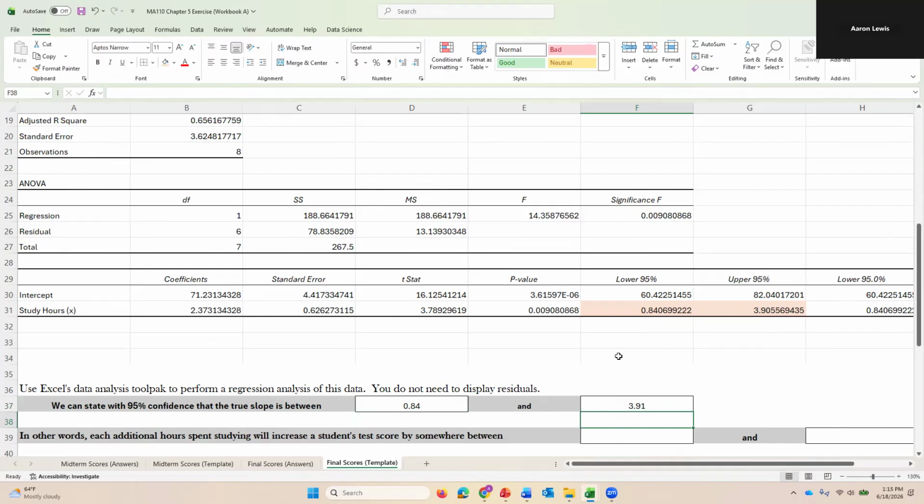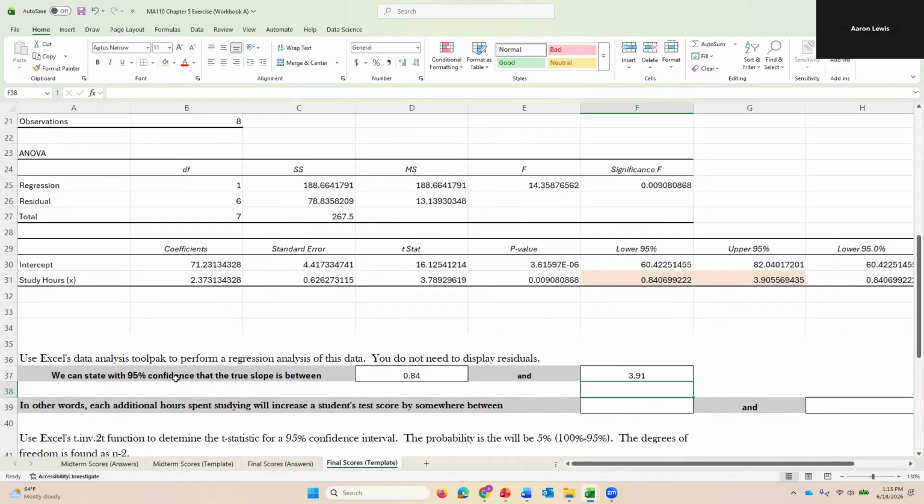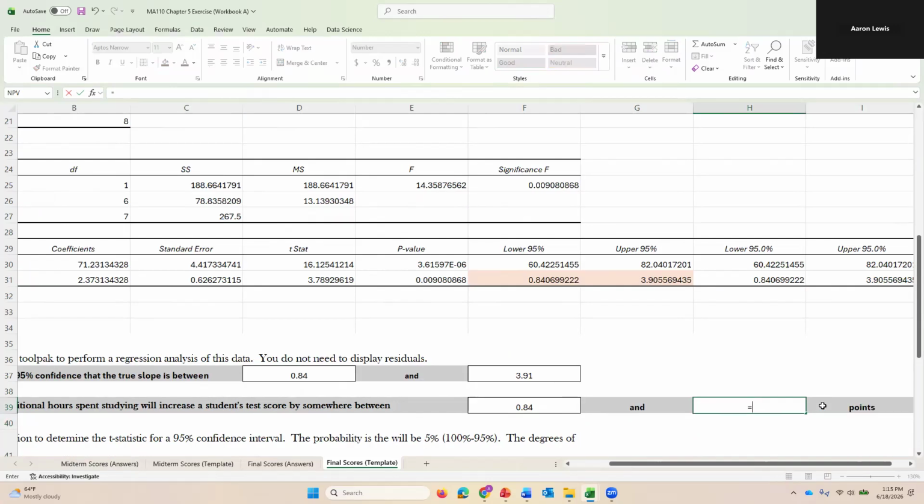So if somebody said, does studying increase your performance on a test? You can pretty definitively, in this case, say yes, because even at the lowest end of this, we still have a positive slope, which means Y is going up as X is going up. So interpreting slope, you can say with 95% confidence, the true slope is between such and such. It means in English, each additional hour spent studying will increase a student's test score by somewhere between 0.84 points and 3.91 points.